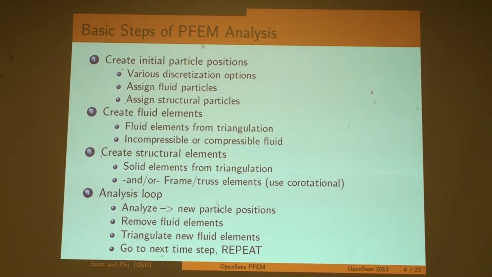And then the analysis loop is, whatever particle positions we have, we do an analysis and then remove the fluid elements, and then particles move to new positions, we retriangulate the fluid domain, go to the next time step, and repeat. So we need a really good mesher to pull this off efficiently, because we're remeshing at every time step, just the fluid domain, not the structure domain.